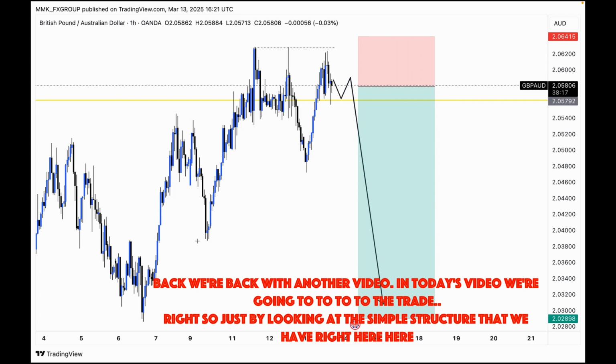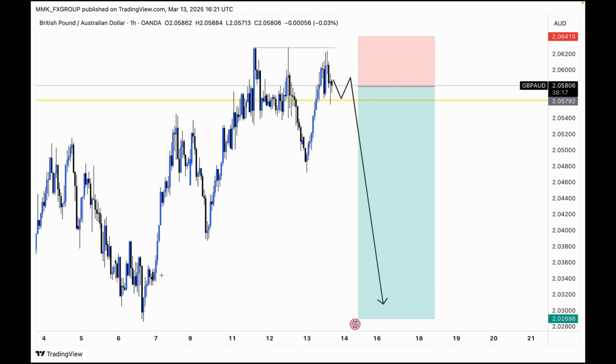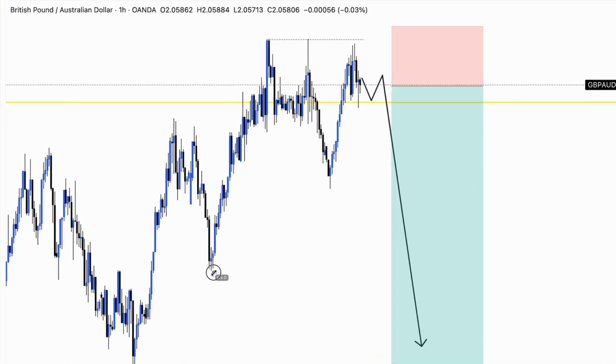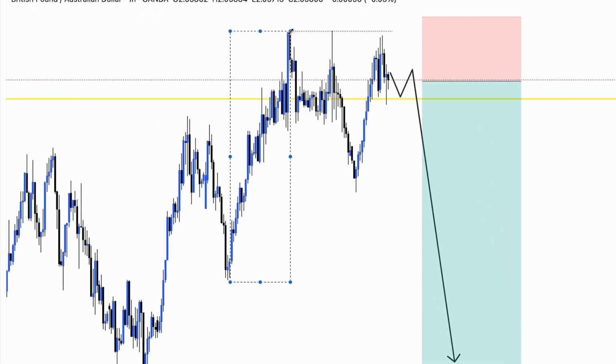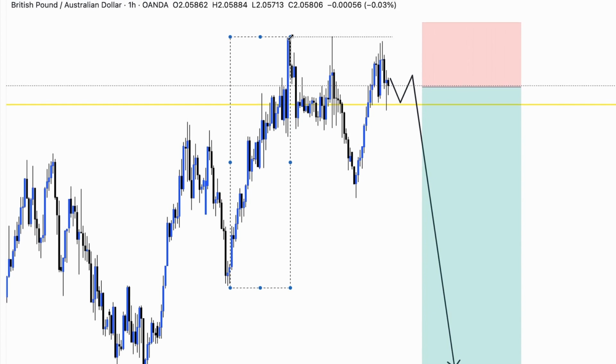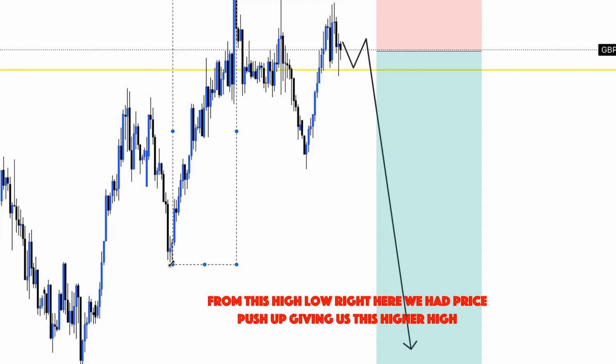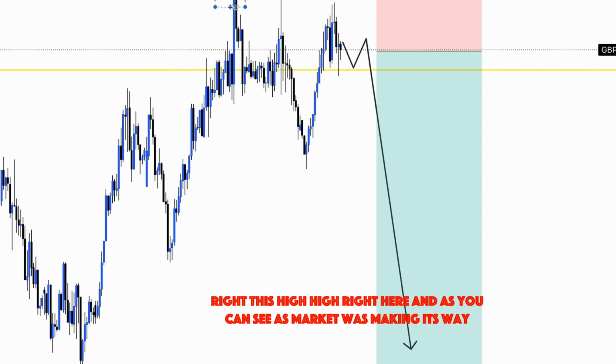Right, so just by looking at the simple structure that we have right here on this chart, as we can see from this area right here, this market has been moving up. Right, so we've been seeing consecutive higher highs and higher lows. From this higher low right here, we had market push up into a supply zone, which I will break down as we go, when we are looking at this from the higher time frame. All right, so from this higher low right here, we had price push up, giving us this higher high right here.